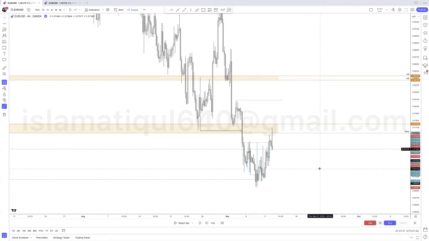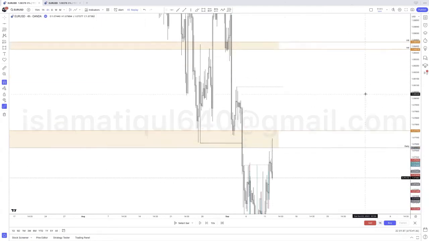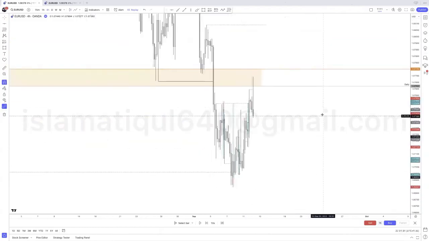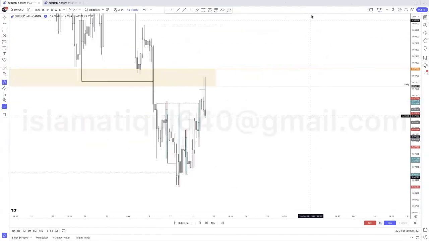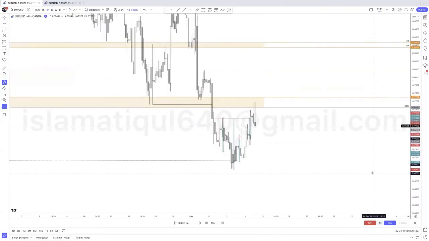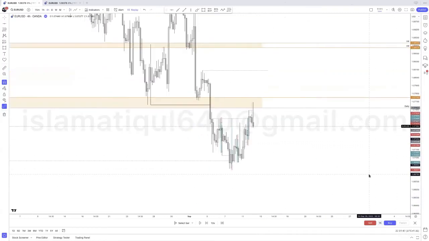Asia has done the job. Can you see that? Asia has itself done the job. Took out liquidity from the previous day's high, and it's a storyline. Storyline is bullish. Okay, but what about the market structure? And if the storyline is bullish, what do we know? We know that the previous day's high is getting taken out.